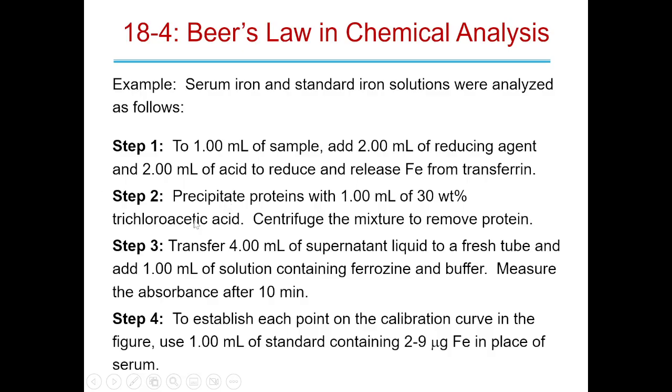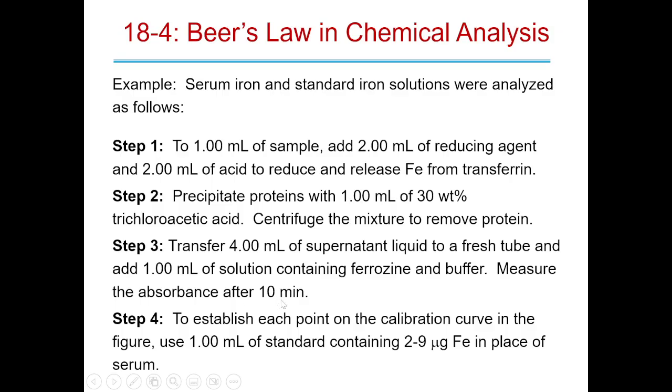Okay. Step 2, precipitate the proteins with 1 milliliter of the 30% trichloroacetic acid. Centrifuge the mixture to remove the protein. This will leave you with the supernatant, which has the iron and other metals in it. Okay? Also will have copper, most likely. Step 3, transfer 4 milliliters of supernatant liquid to a fresh tube. You would then add 1 milliliter of a solution containing ferrozine and buffer. You would then measure the absorbance after 10 minutes.